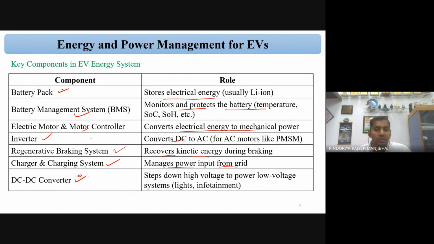DC-DC converter. Because some loads are DC and some loads are AC, that's why the inverter as well as the DC-DC converter are required. It steps down the high voltage to power the low voltage systems like lights and infotainment, and such very low voltage DC supply requires the DC-DC converters. So these are the major key components for energy and power management.